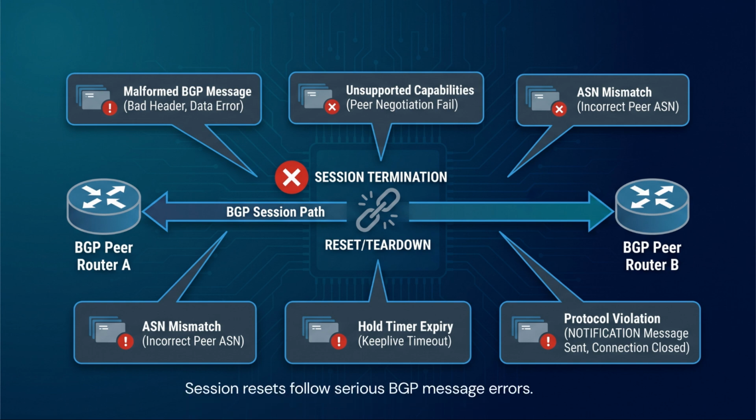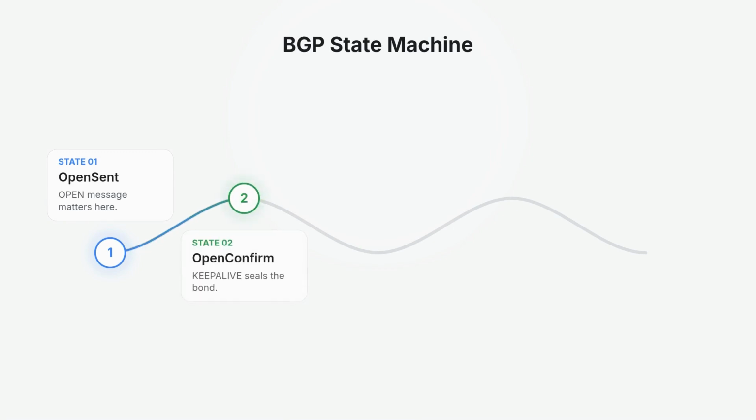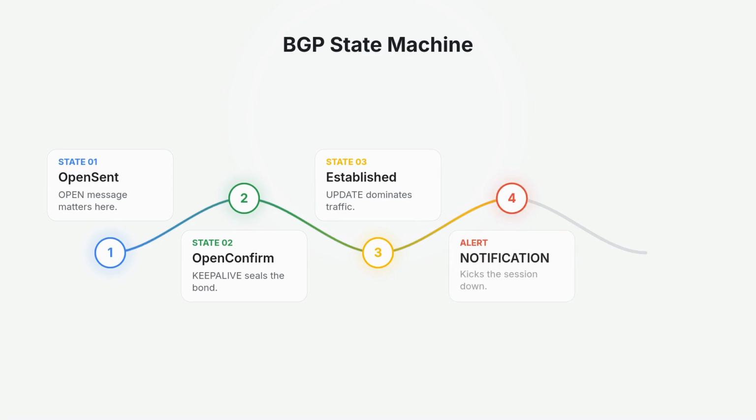Common causes include malformed messages, unsupported capabilities, ASN mismatch in some scenarios, hold timer expiry, or other protocol violations severe enough that the session cannot continue safely. Now tie this back to the state machine. OpenSent is where open matters. OpenConfirm is where keepalive seals the relationship. Established is where update dominates normal operation. Notification can kick the session back down at any point if something goes badly wrong.